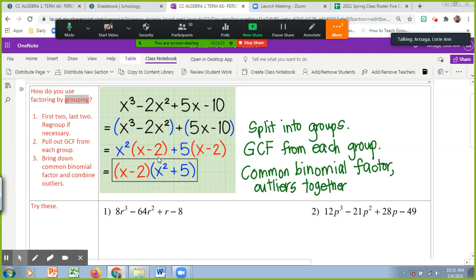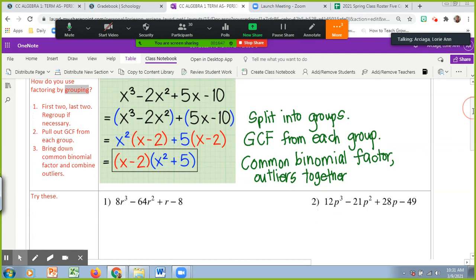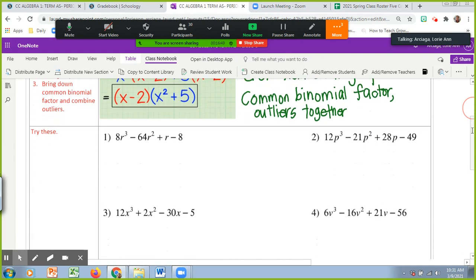After checking whether these are matching or not, you bring down the common binomial factor. The common binomial factor is the red one because it's a binomial. It has 2 terms, yeah? And then we put the outliers together. x squared plus 5, they go together. Okay, that was easier said than done, right? Well, let's dive into our first example.